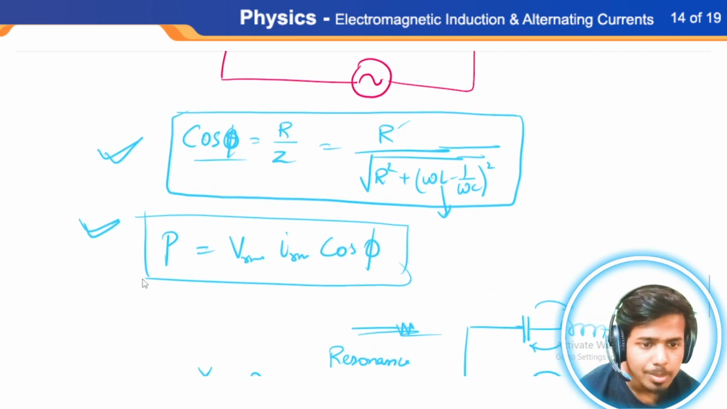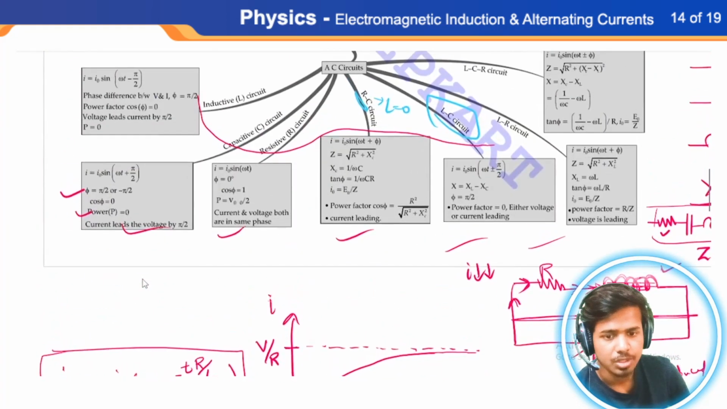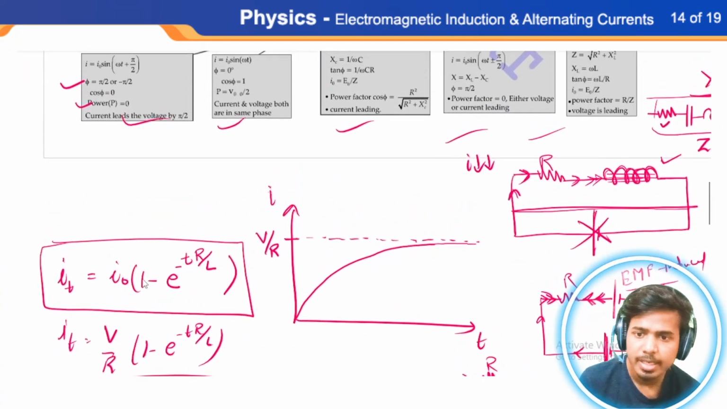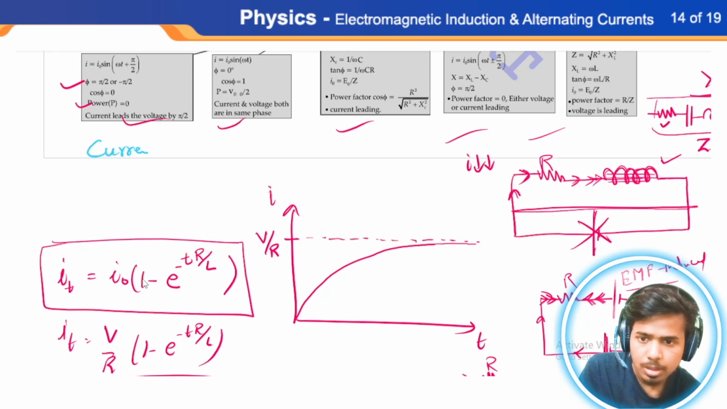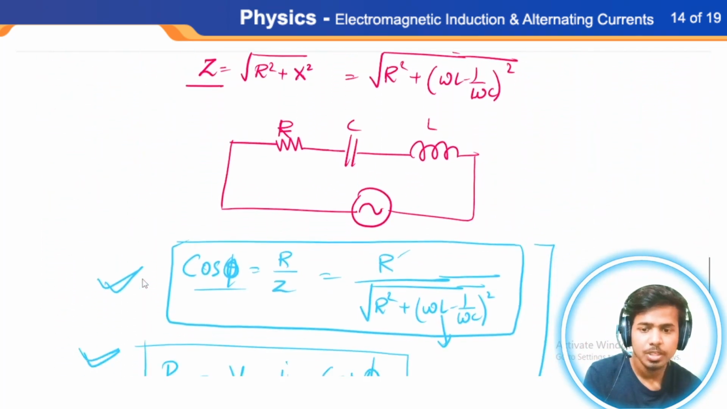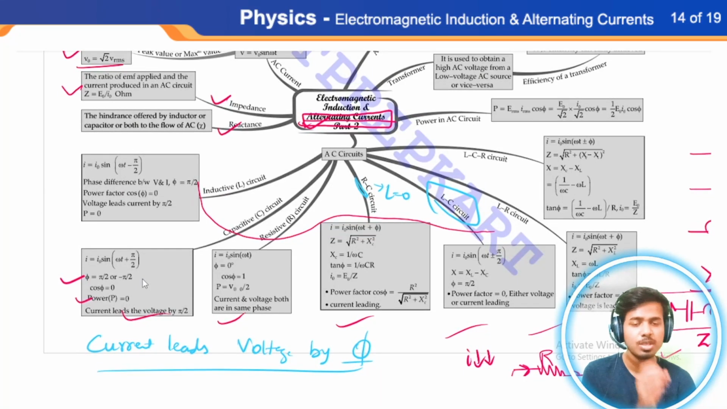Otherwise, most of the problems could be done in these two formulas itself. Nothing else that you need to remember. And there is a simple thing that current leads voltage by phi, where phi you already know by this formula. The rest of it, you do not have to remember all these individual boxes. You just have to remember these two formulas and you will be done.